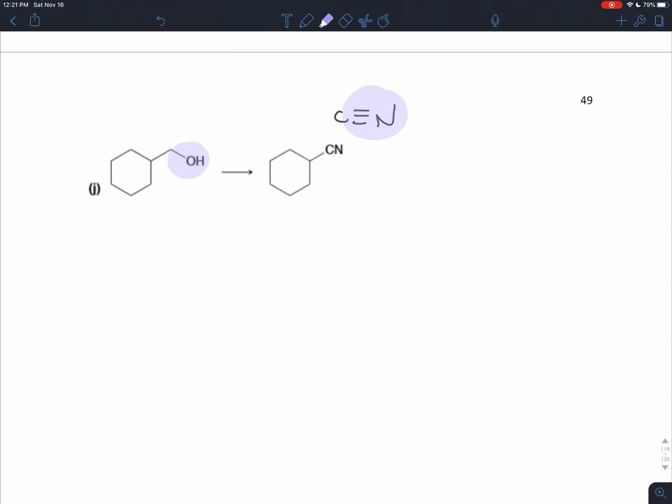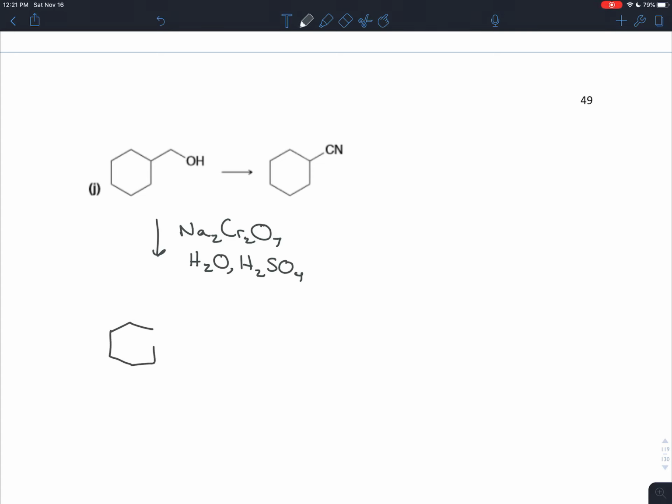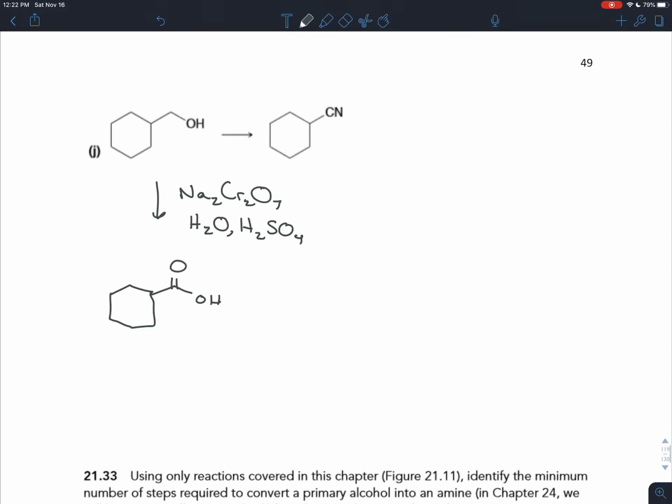The number of bonds to an electronegative atom is what determines oxidation or reduction. If you increase bonds to an electronegative atom, that's oxidation. If you reduce bonds to an electronegative atom, that's reduction. Here we want to increase them. We have just 1, we want 3, and so we want to do an oxidation. The simplest oxidation we can do is to treat this with a strong oxidizing agent like sodium dichromate in water and sulfuric acid. And that will take that alcohol and turn it into a carboxylic acid.